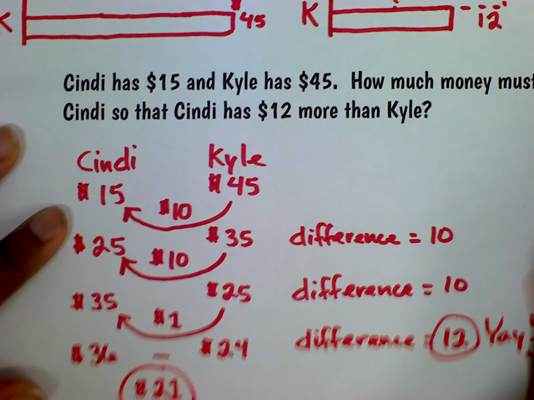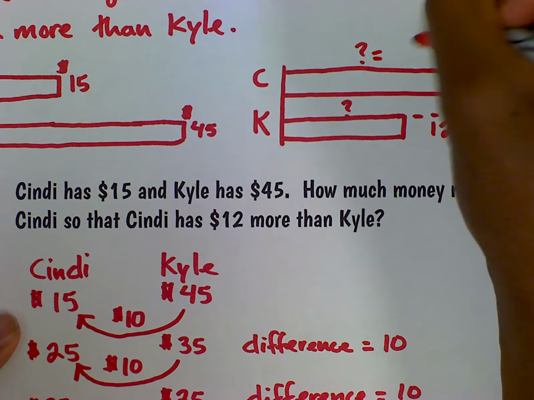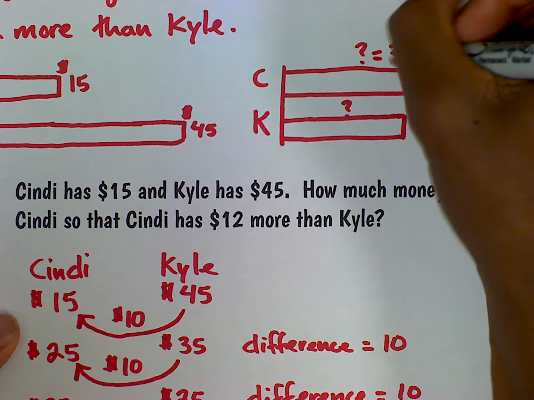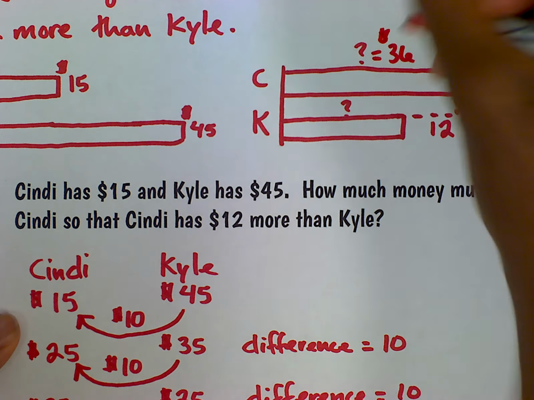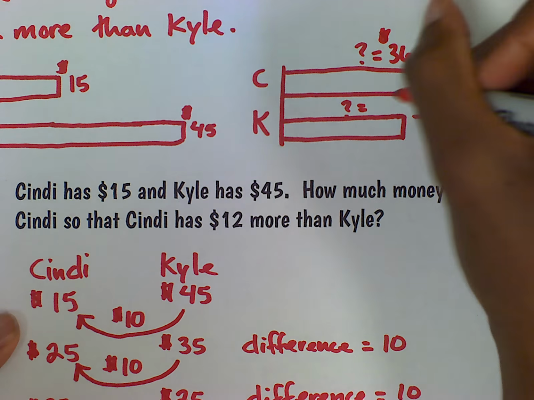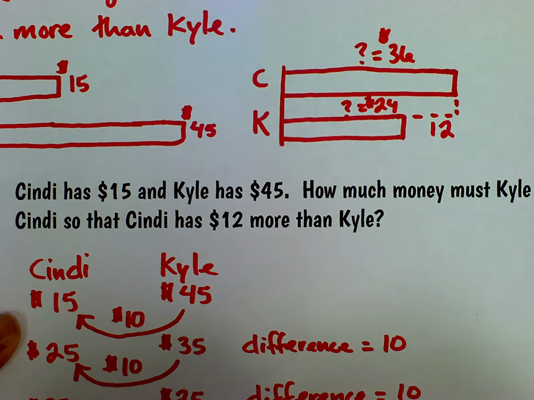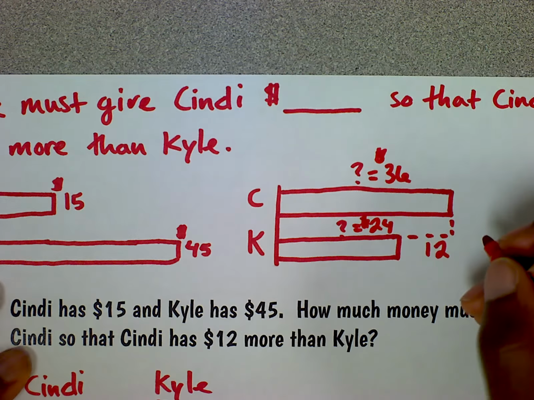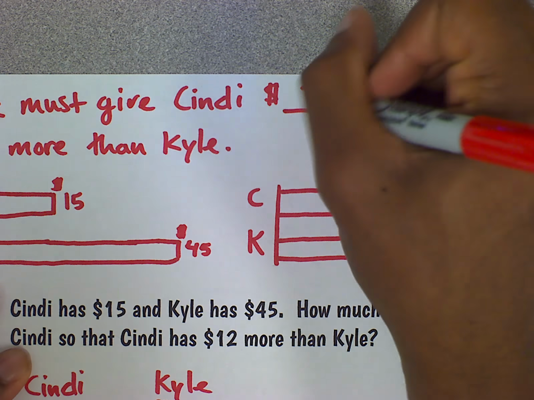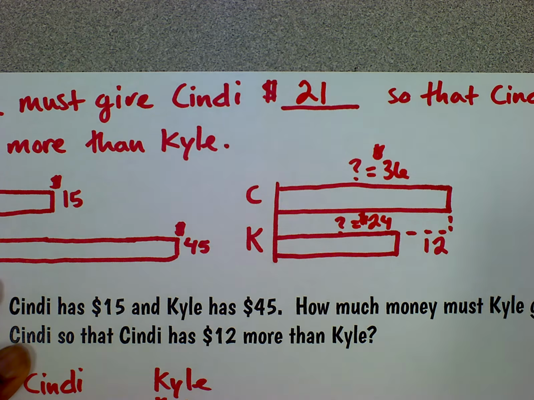So up here on my graph, I can go back up there and fill it in to say that now Cindy has $36 and Kyle has $24. And I take my $21 and I plug it into that sentence we were talking about at first, because now I have provided the initial answer I was looking for.